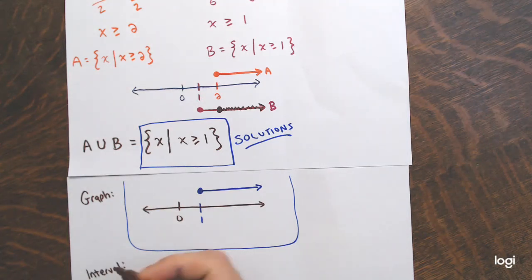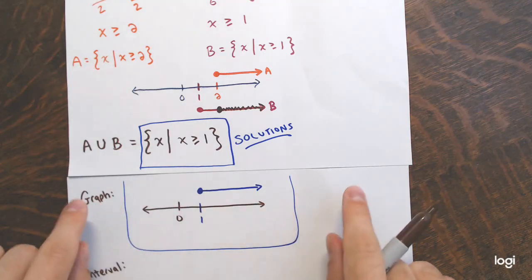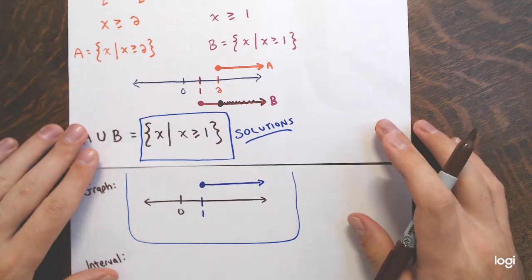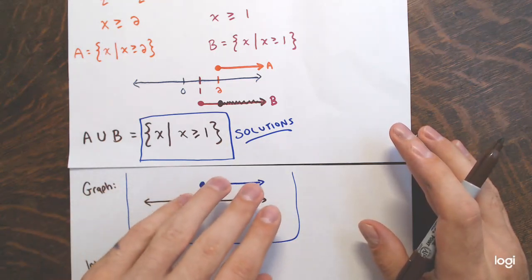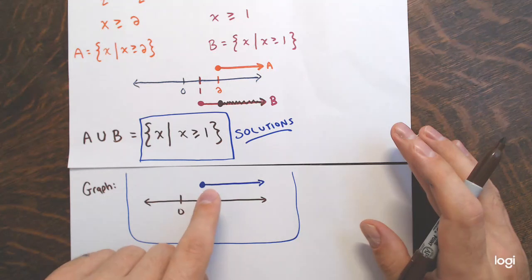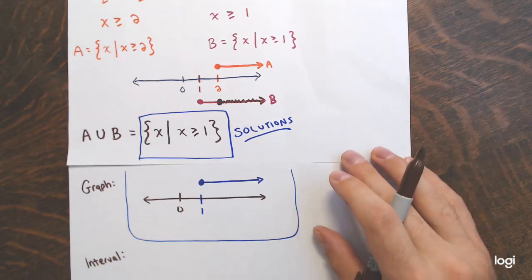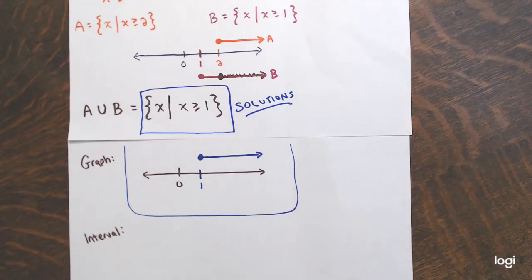Because in the first two examples, there were two separate pieces. Here there's only one part of the graph, right? There's nothing outside here. There's no break in the graph. There's no hole in the graph. There's only this one piece. So I'm only going to be writing one interval.